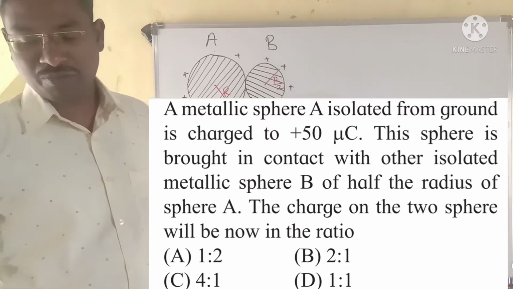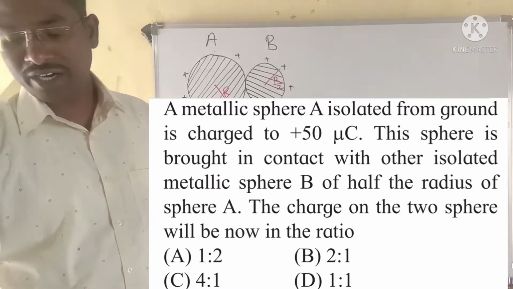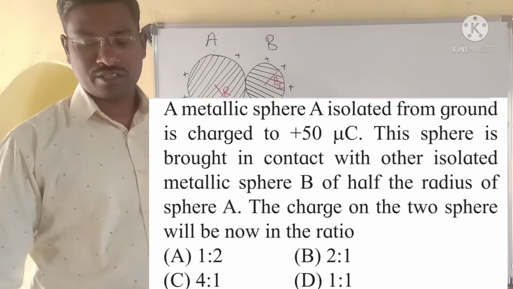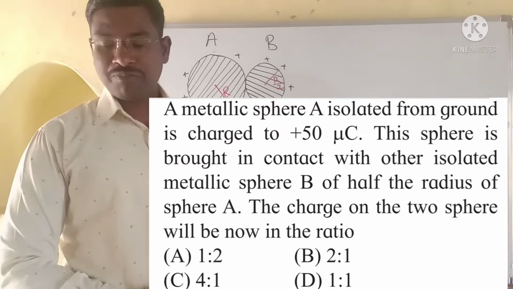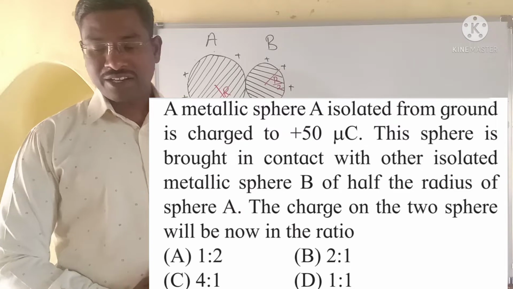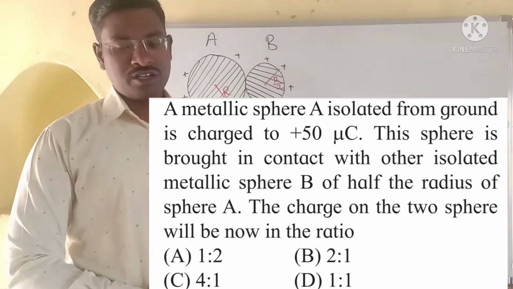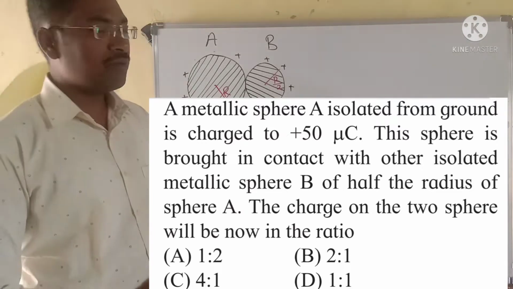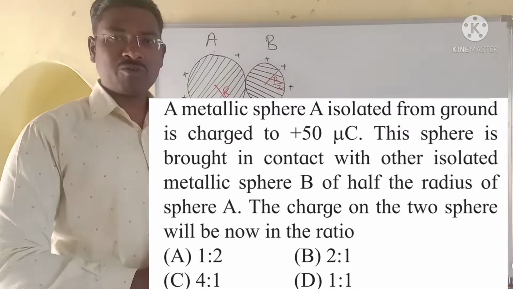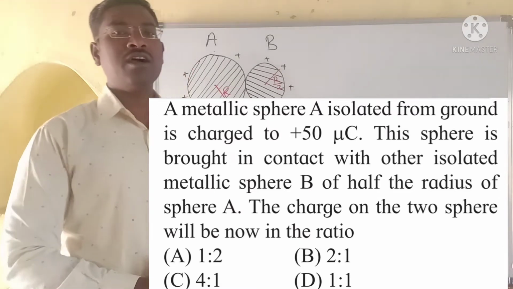This sphere is brought in contact with another isolated metallic sphere B of half the radius of sphere A. The charge on the two spheres will now be in the ratio? And we are given four options, out of which one is correct, and we have to choose that correct option.